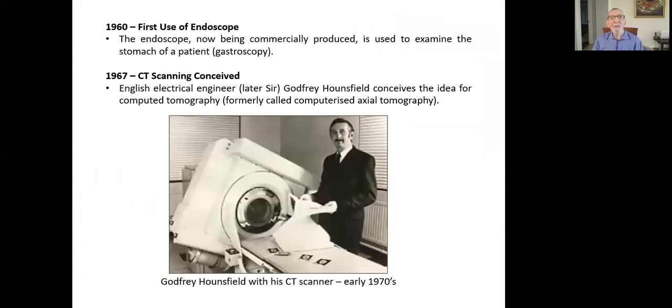In 1960, endoscopes were first used to examine the stomach of a patient, and here we know that this gastroscopy and, of course, colonoscopy as a spin-off as well.